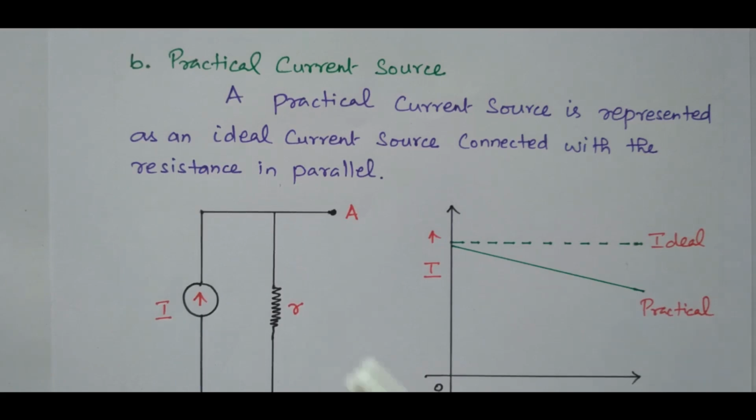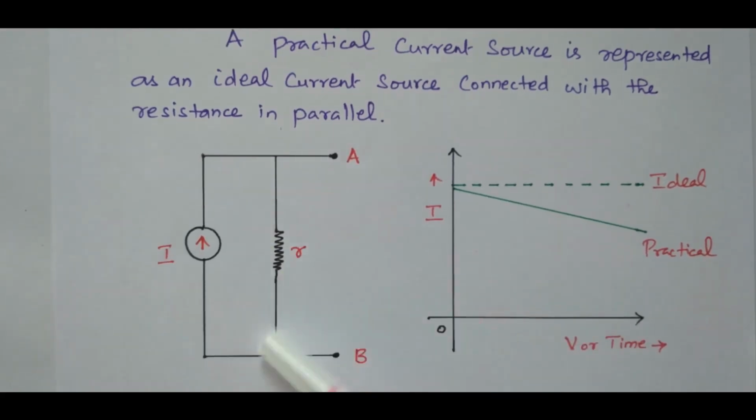So the practical current source is represented with an ideal current source connected with a resistance in parallel. In the case of a practical voltage source, the resistor is connected in series with the source. In the case of a current source, the resistor is connected in parallel with the current source, right? The voltage source has a series resistor as an internal resistor, and the current source has a parallel resistor as an internal resistor. So due to this, some current will be diverted here.